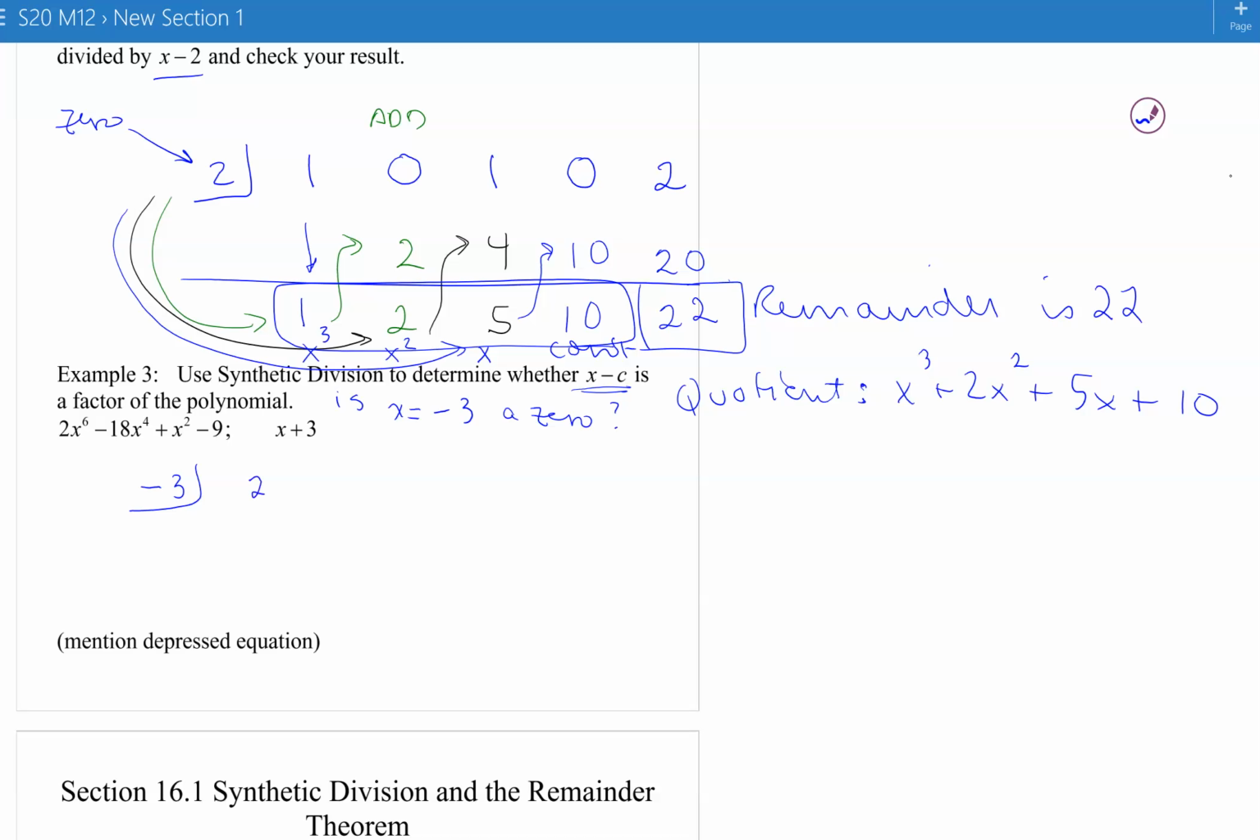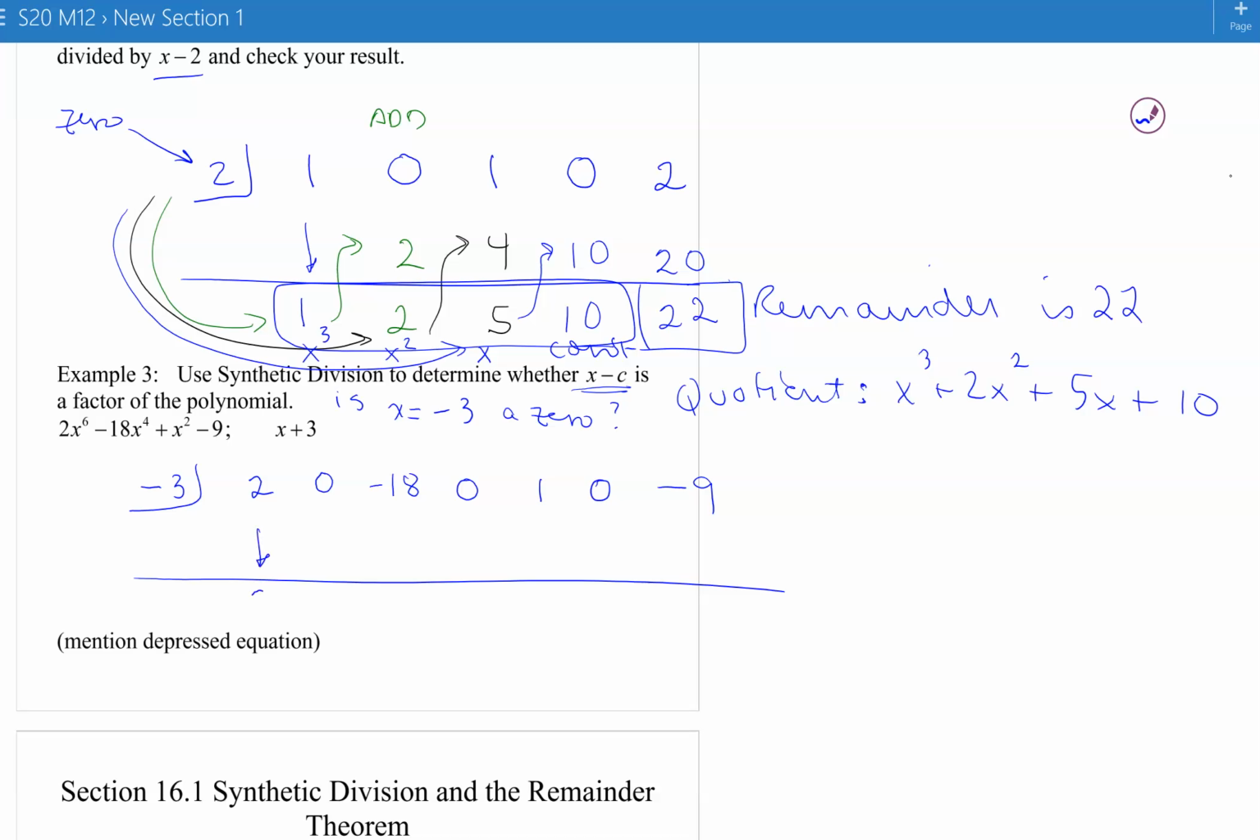Coefficient of x to the 6th is 2. X to the 5th is 0. X to the 4th is -18. X cubed is 0. X squared is 1. X is 0 and -9.